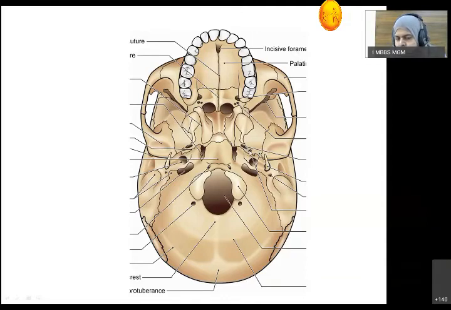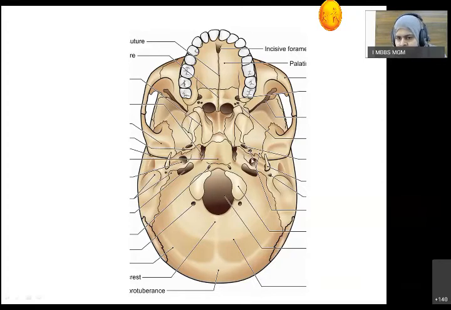Then through foramen spinosum, there is 3M: middle meningeal artery, middle meningeal vein, and meningeal branch of mandibular nerve, which is also known as nervus spinosus.